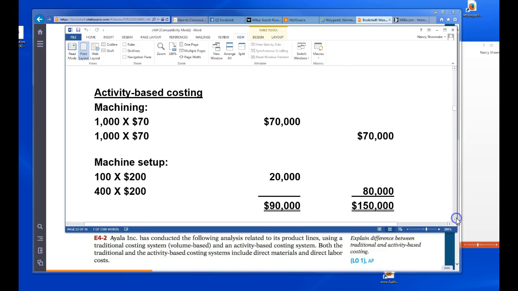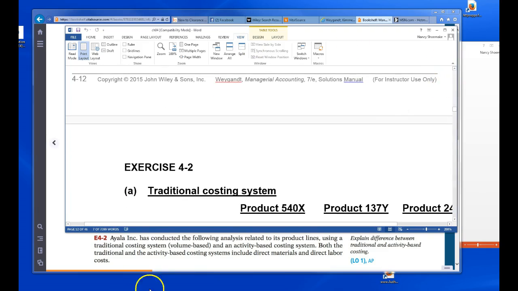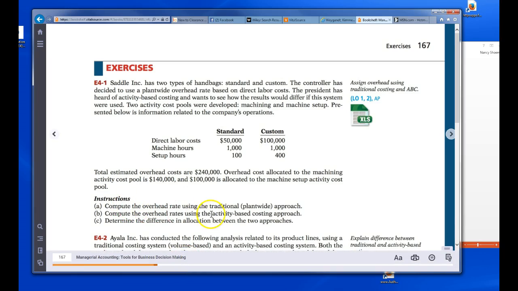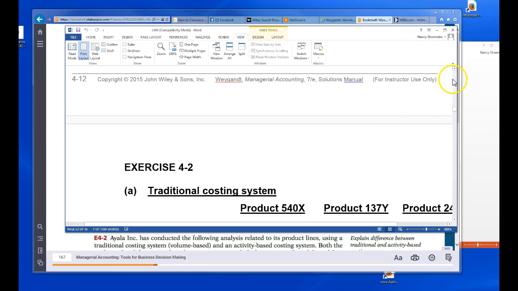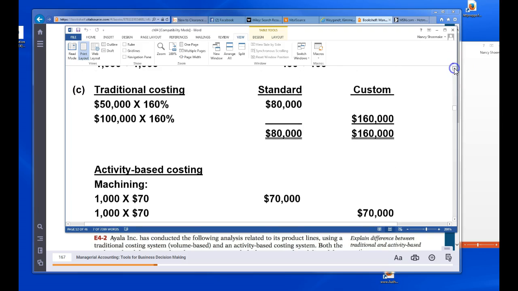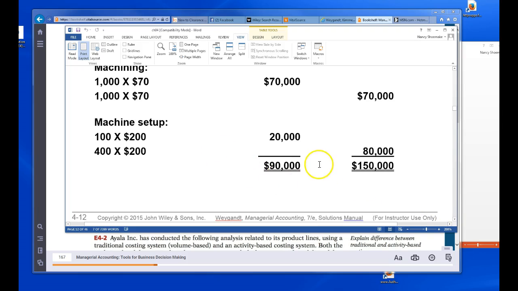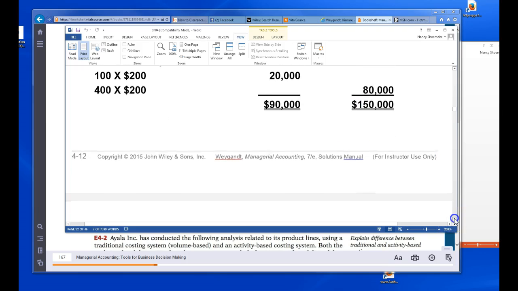Now, by handling this, determine the difference in allocation between the two approaches. So under the traditional approach, as I just said, the amounts assigned to each item would be 80,000 for standard, 160 for custom. Now through activity-based, you can see here that the standard would be at 90, where the custom would be at 150. So it does change it somewhat here.